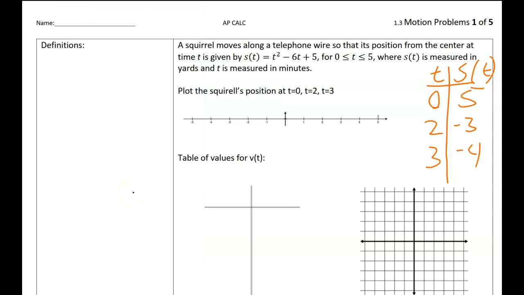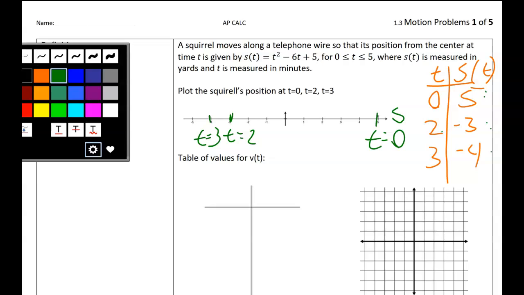So we made a table of values here. And this is going to help us plot our positions. So remember, our number line represents position, represents S. So we want to find the y values essentially, right? So at time 0, our squirrel is all the way over here at the right. So here's t equals 0. We're standing over here at 5. And then t equals 2, we're at negative 3. So that's over here. And it looks like at t equals 3, we're at negative 4, so we've moved a little bit to the right here.